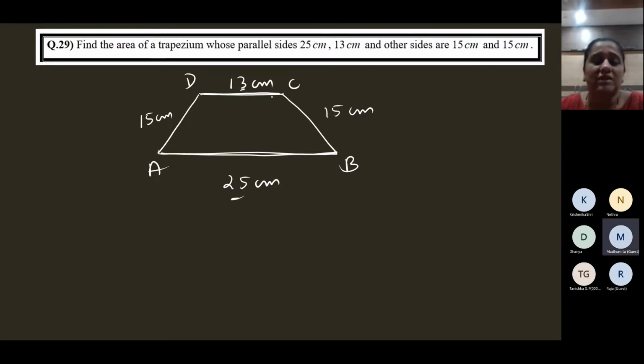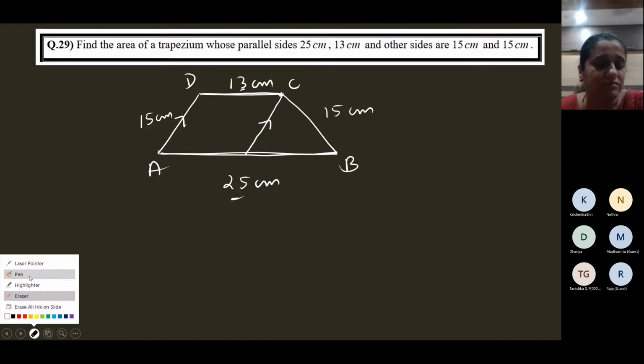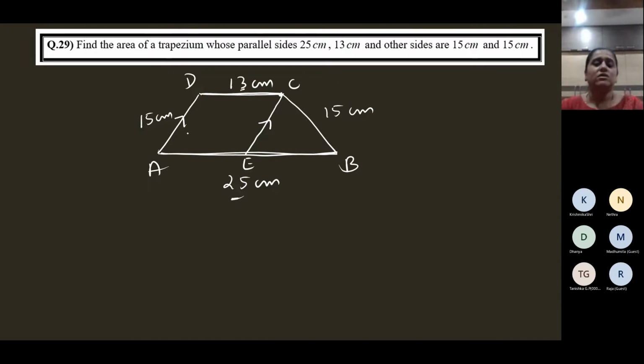So tell me, what will be the construction here? Through C, what should you do? Draw a line parallel to which one? Parallel to AD. Draw CE parallel to AD. Then we already know that DC is parallel to AE because it's parallel to AB. So what do you say about AECD? It is a parallelogram, because both pairs of opposite sides are parallel.